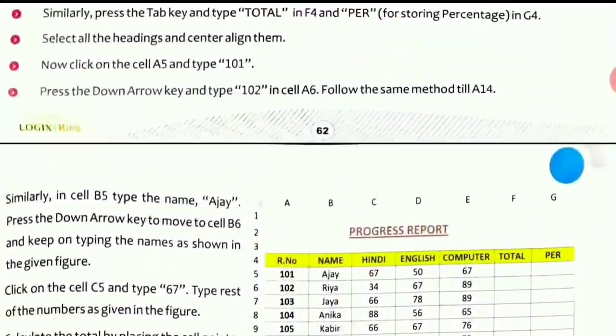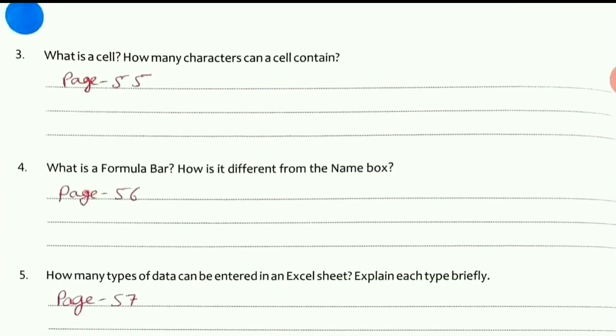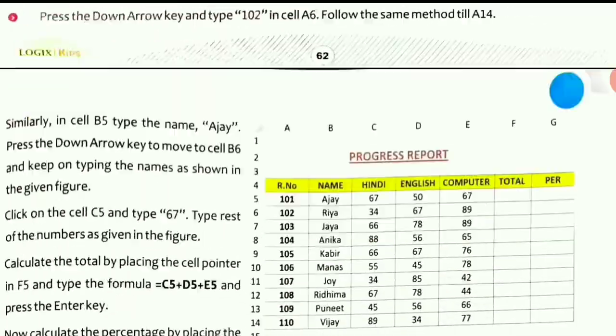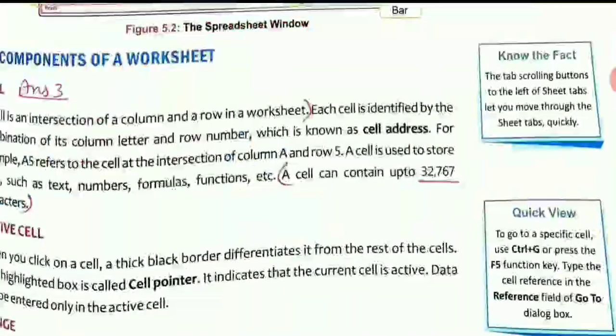And now come to the question 3. Question number 3 is, what is a cell? How many characters can a cell contain? So the answer is given on page number 55. Answer 3 is given here under the heading cell. I have marked it here.